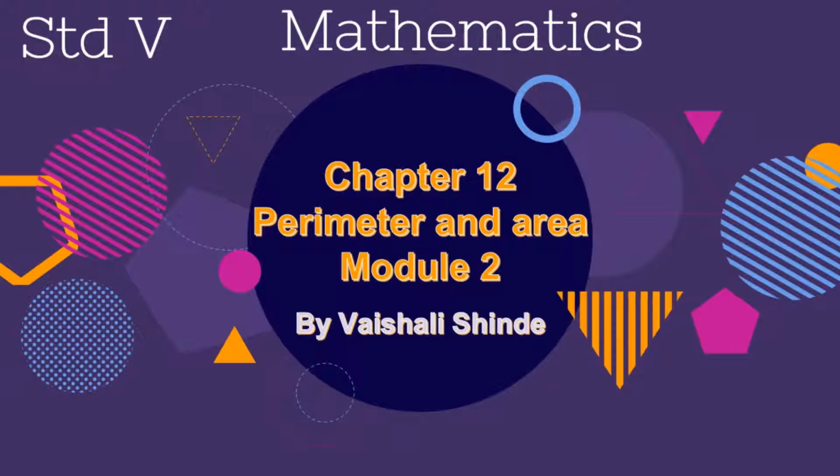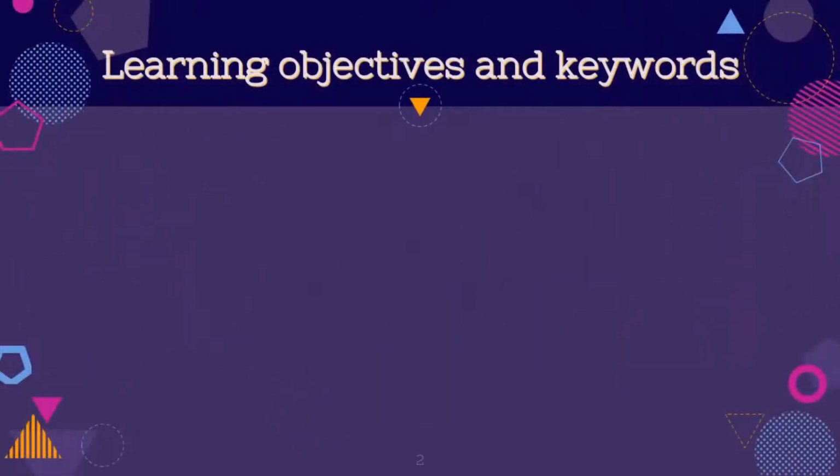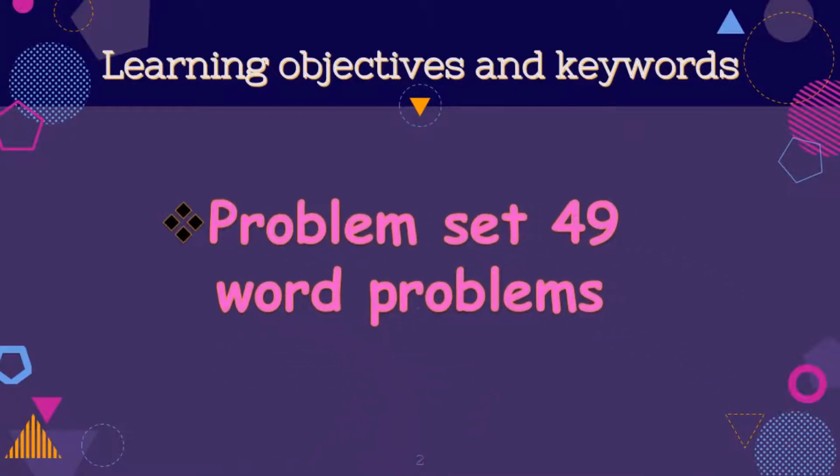Welcome students. This is second module of chapter number 12, perimeter and area. In this module, we will solve some more word problems from problem set 49 based on the formula of perimeter of rectangle and the square.